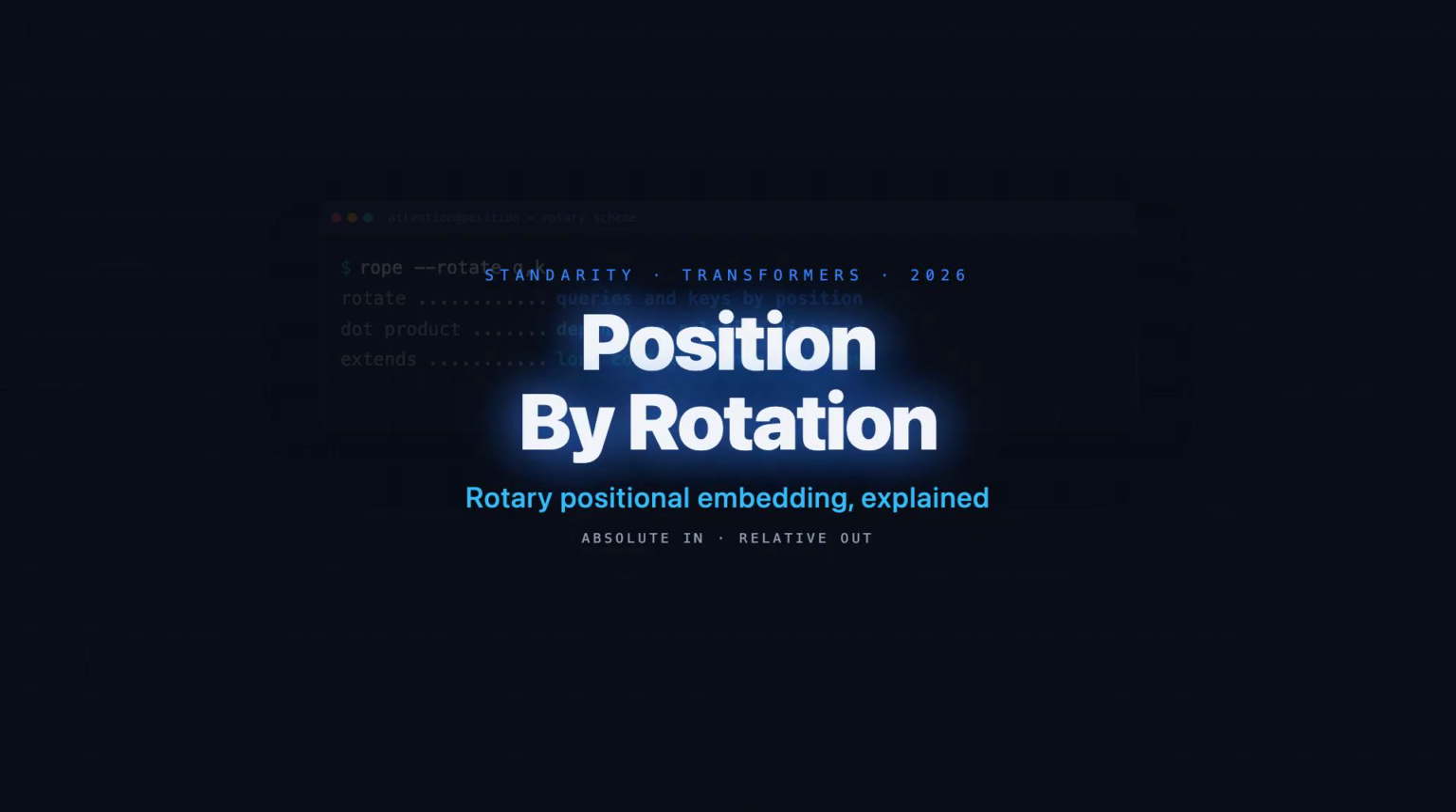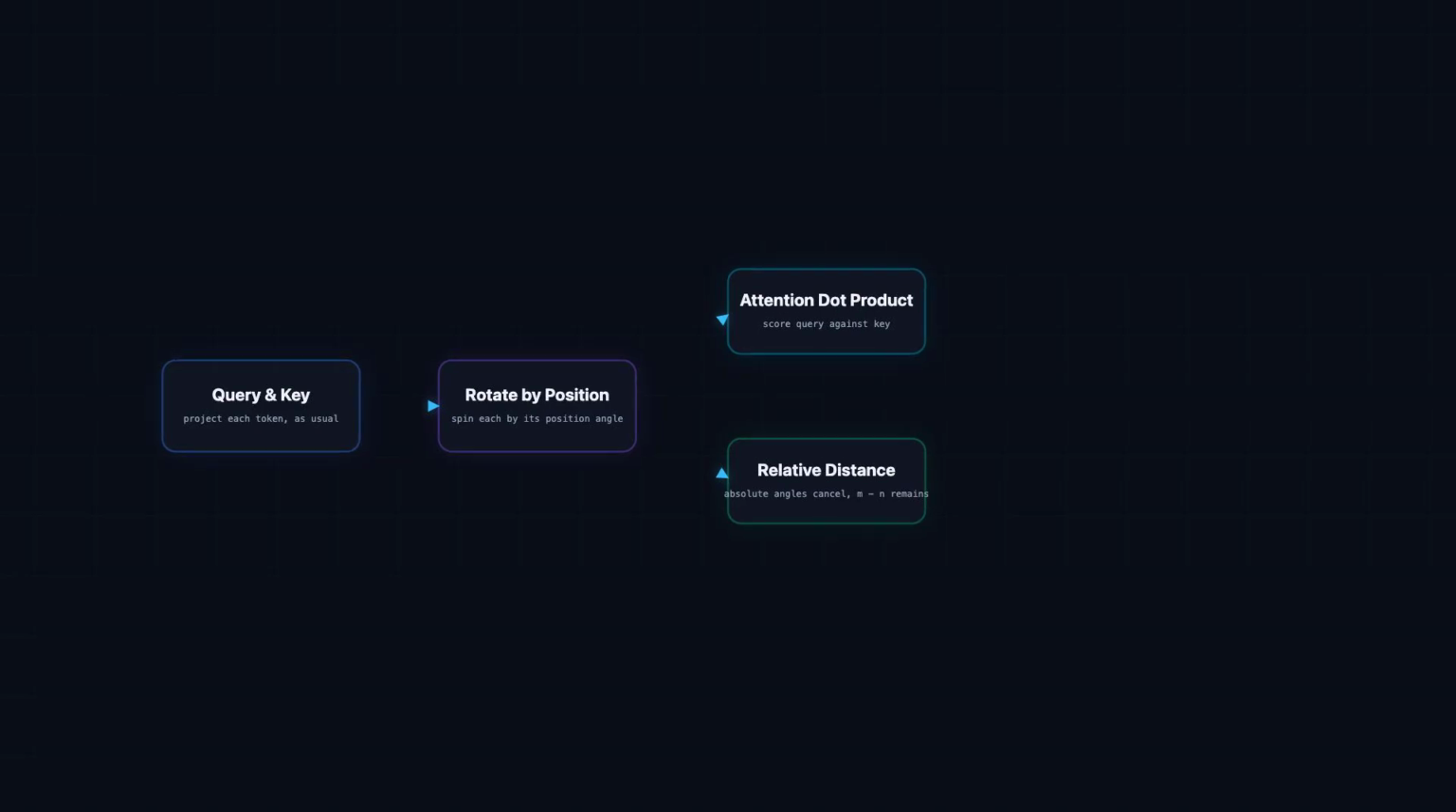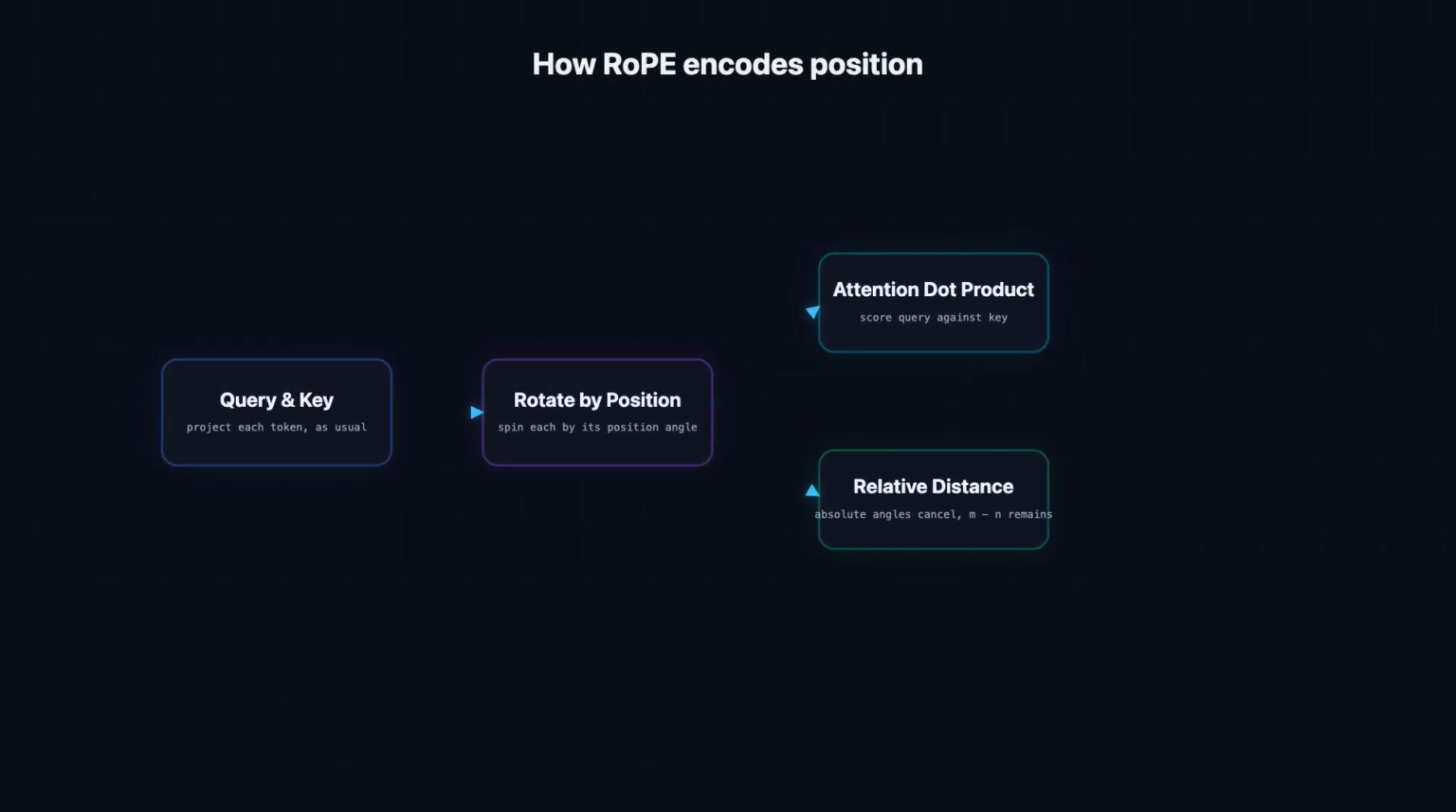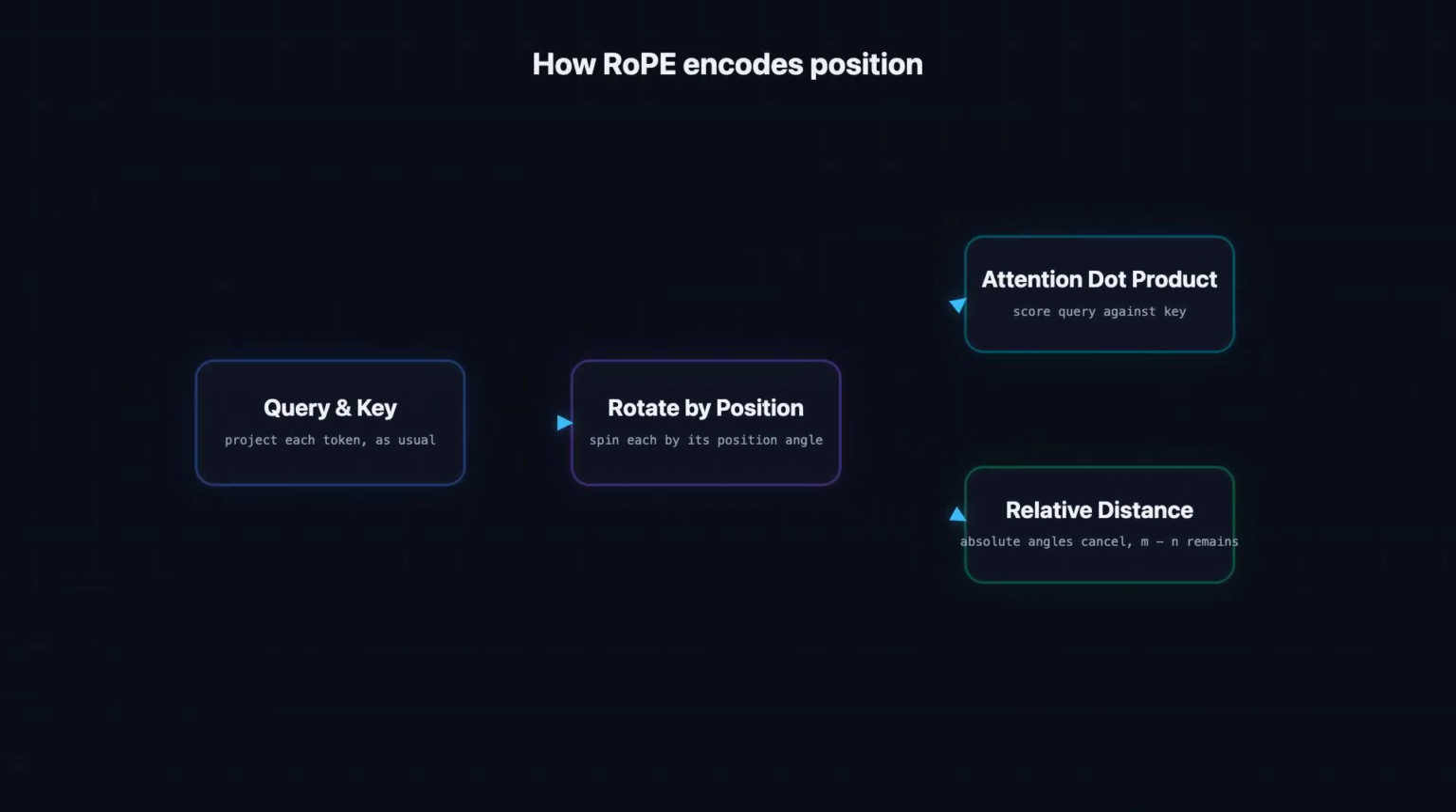When attention takes a dot product, the absolute angles cancel and only the relative distance between two words survives. That is Rotary Positional Embedding, and it quietly powers most of today's best models. Let's see why it is so clever. Let's walk through the machinery, because it's simpler than it sounds.